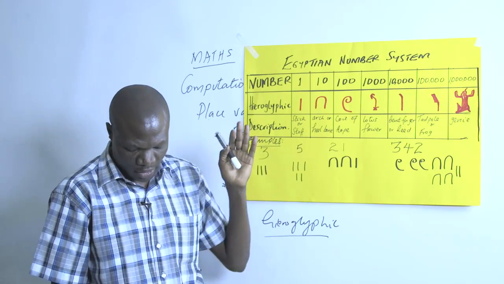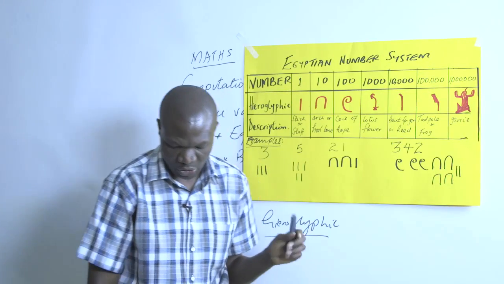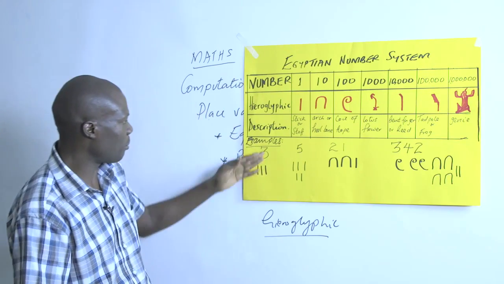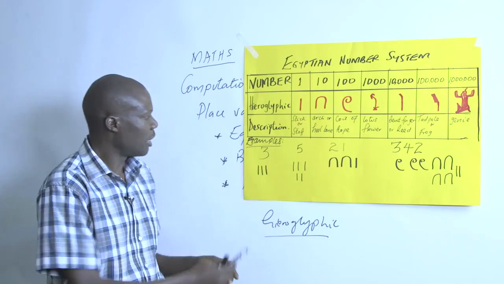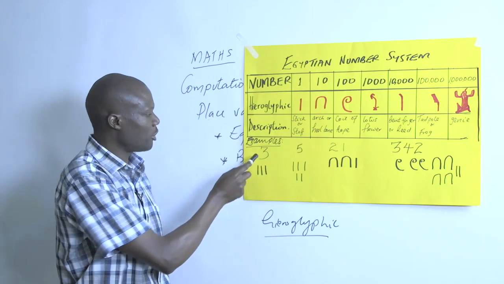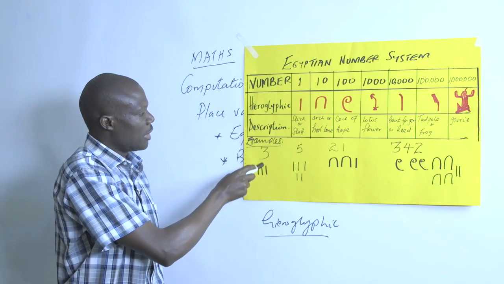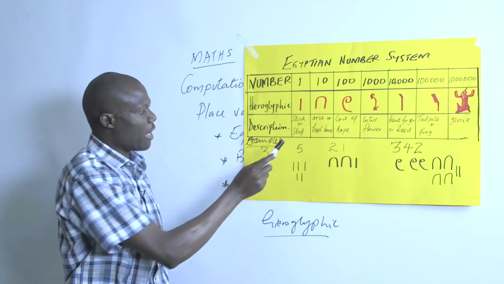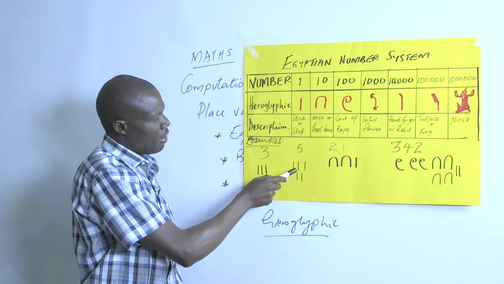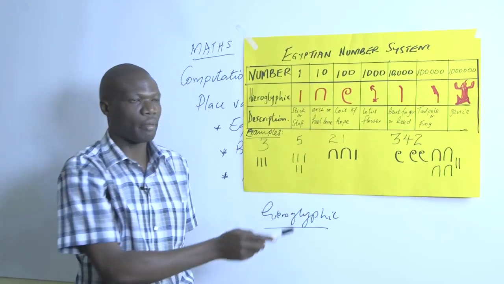In most cases, symbols of the same type were grouped together in twos or in threes and arranged vertically. You'll notice that, for example, here, this is 3. In this particular case, 1 is 1 stick, so for 3 we shall have 3 sticks or staff. This is how we can illustrate 3 in the Egyptian number system. For 5, we shall group 5 sticks of 1, that is 5 sticks or staff grouped together to form 5.